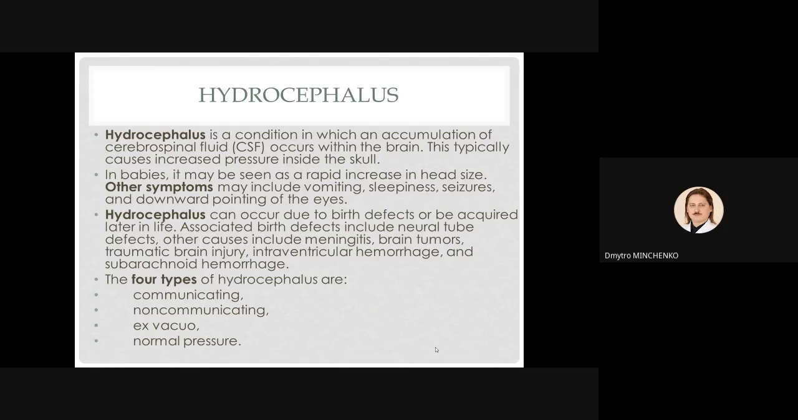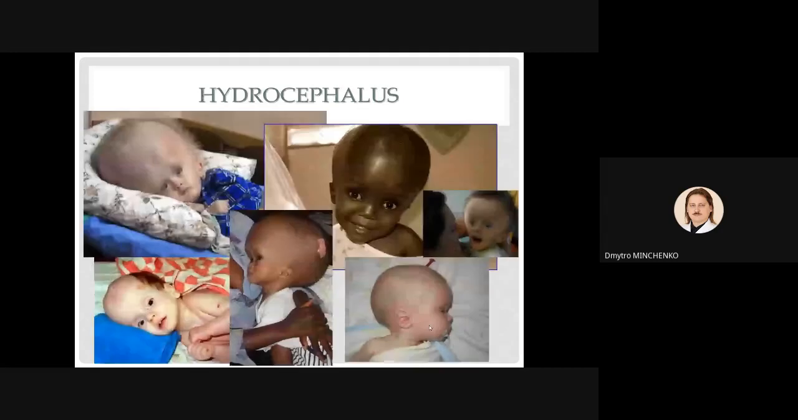Hydrocephalus can occur due to birth defects or be acquired later in life. Associated birth defects include neural tube defects. Other causes include meningitis, brain tumors, traumatic brain injury, intraventricular hemorrhage, subarachnoid hemorrhage. The four types of hydrocephalus are communicating, non-communicating, ex vacuo, and normal pressure. Let's take a look at how it presents itself clinically.